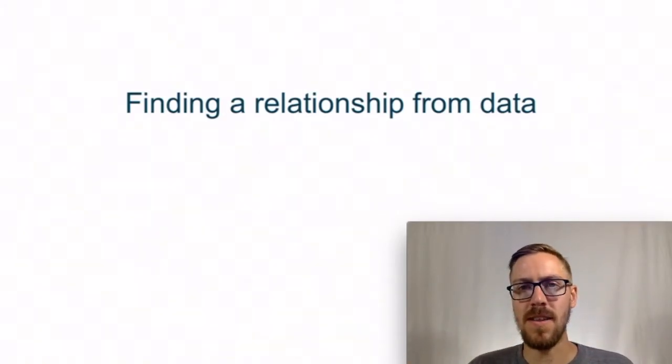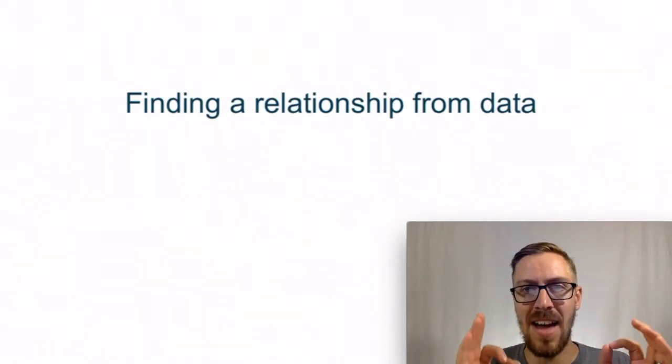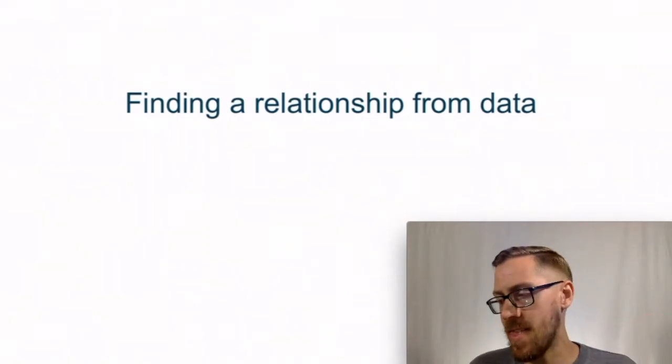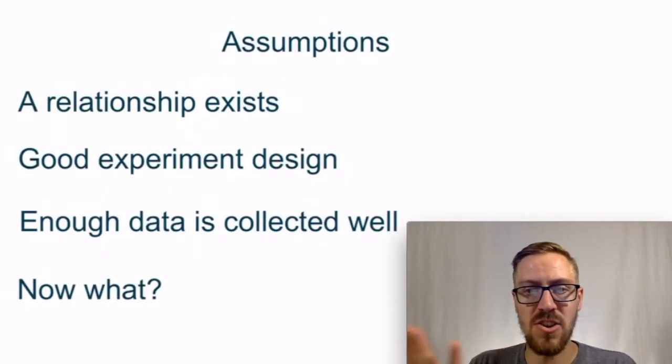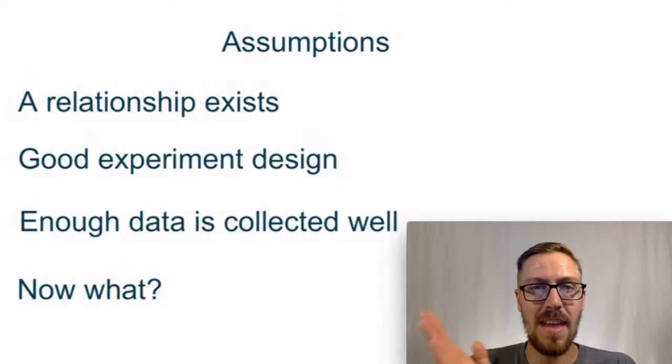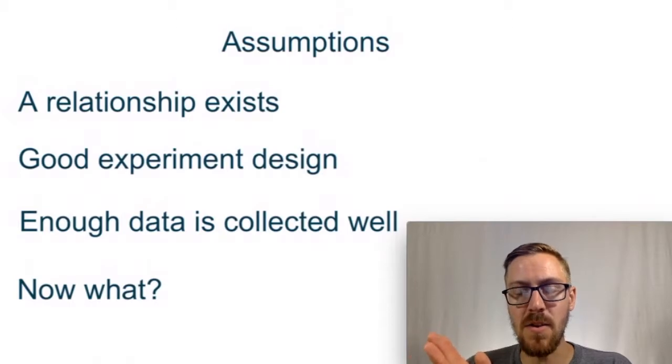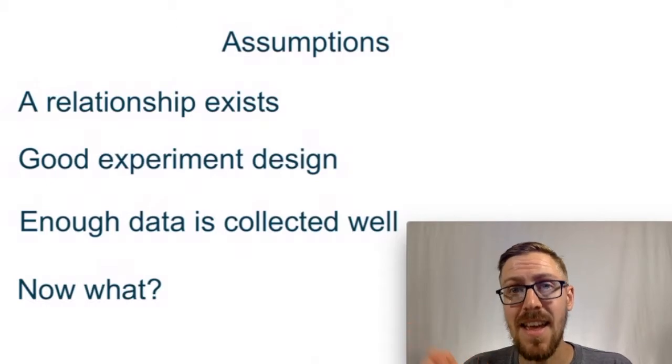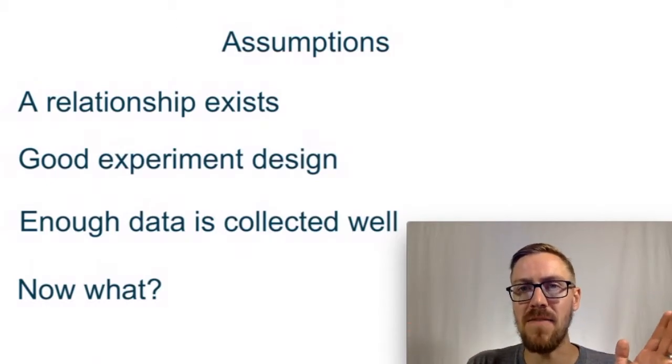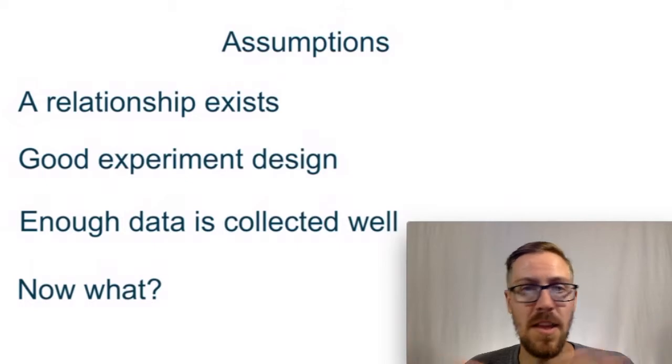Now what? So I'm going to give you a couple assumptions here that if you have any of these assumptions wrong, you will get a bad relationship. Your data won't mean a thing. First assumption is that your relationship exists. That when you did your data, there was a connection between the thing you changed, your independent or manipulated variable, and your dependent or your responding variable. If it's not correlated, you're just going to have points all over the place.